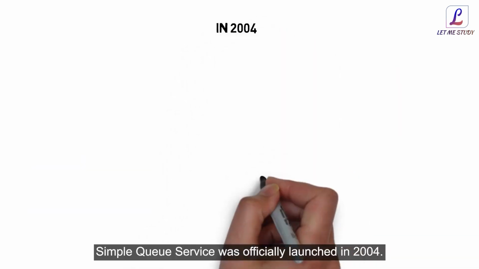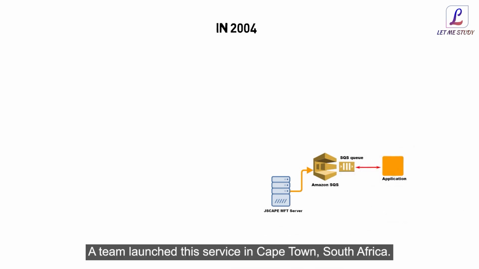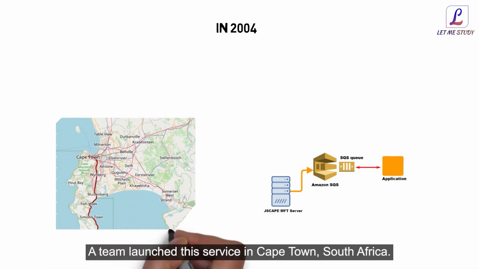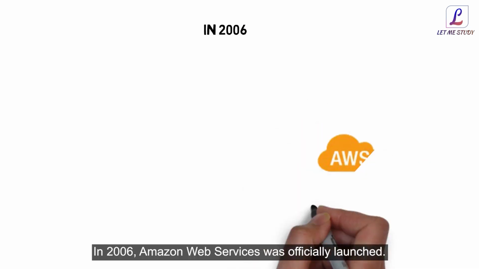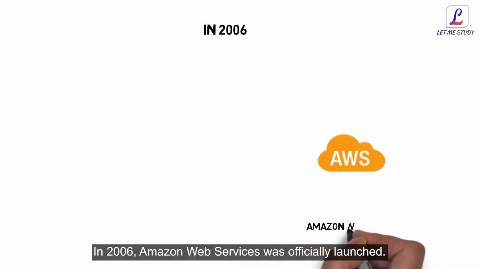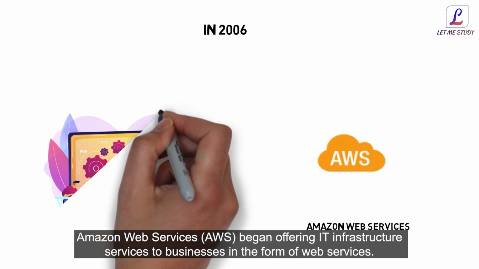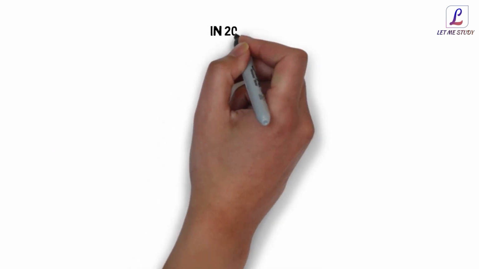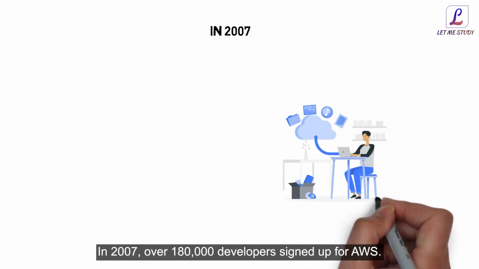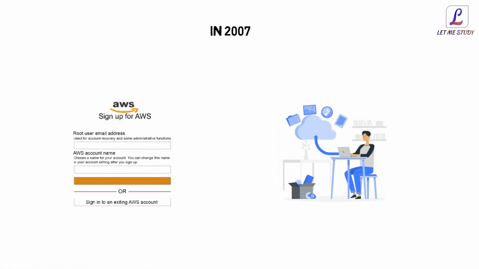2004. Simple Queue Service was officially launched in 2004. A team launched this service in Cape Town, South Africa. 2006. In 2006, Amazon Web Services was officially launched. Amazon Web Services (AWS) began offering IT infrastructure services to businesses in the form of web services. 2007. In 2007, over 180,000 developers signed up for AWS.